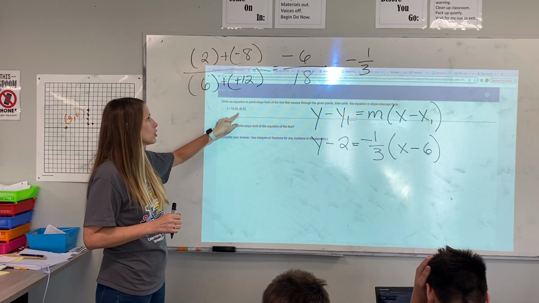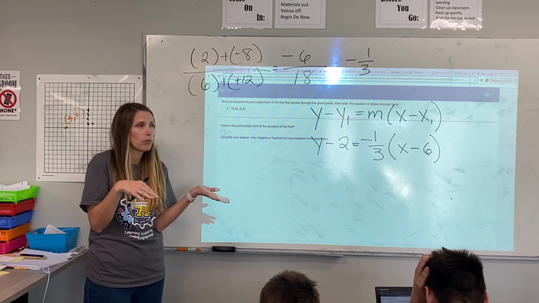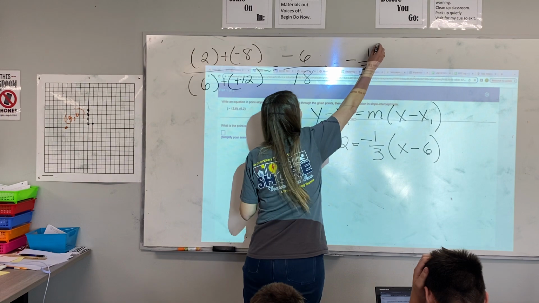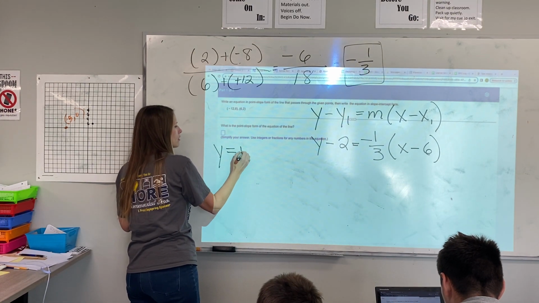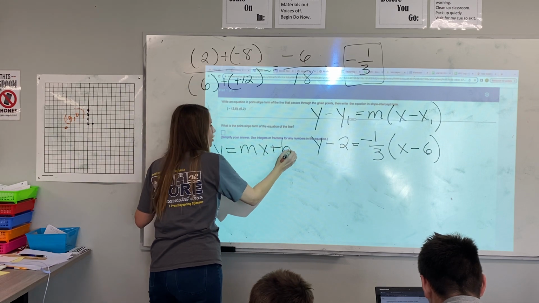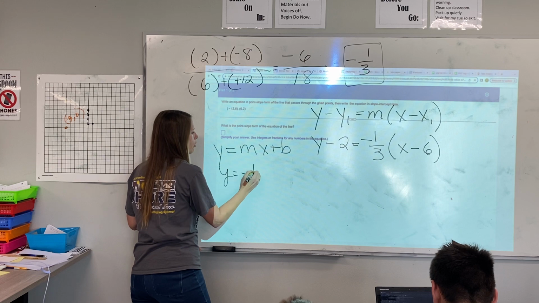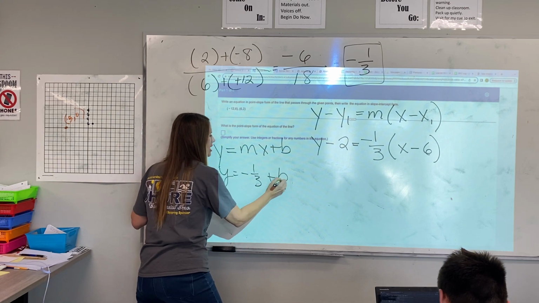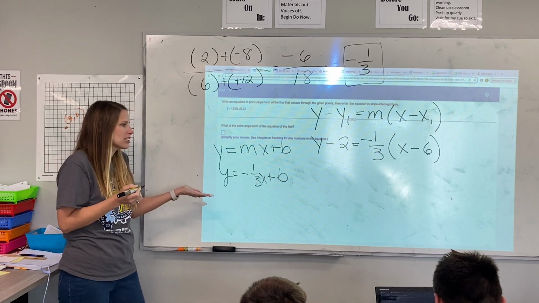Okay, so how do we get slope-intercept form? We need our slope. We just did this. So we get our slope, which is exactly the same, right? Slope-intercept form has the same slope, y equals negative 1 over 3. Now we need our y-intercept. How do we get our y-intercept?